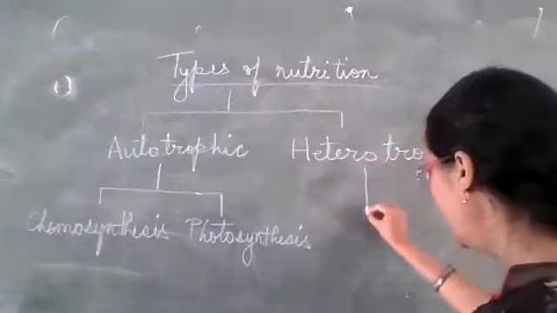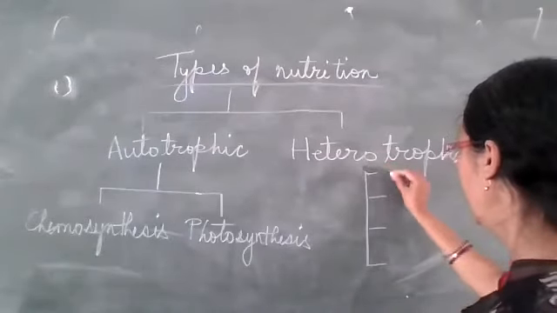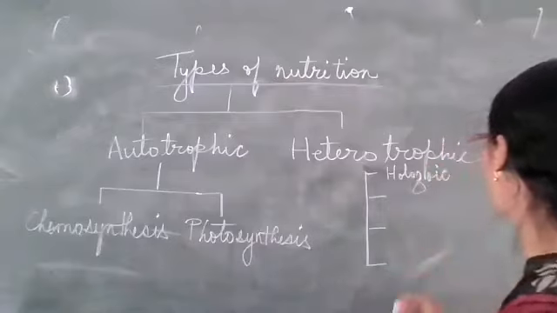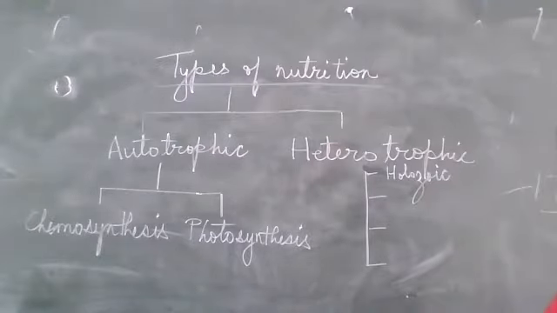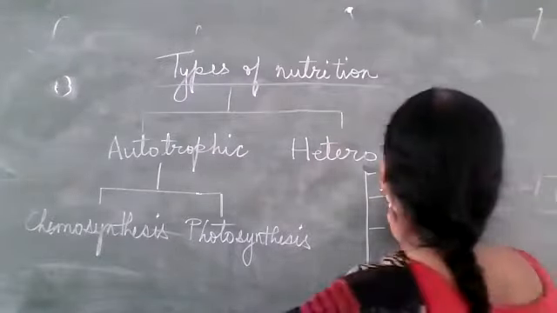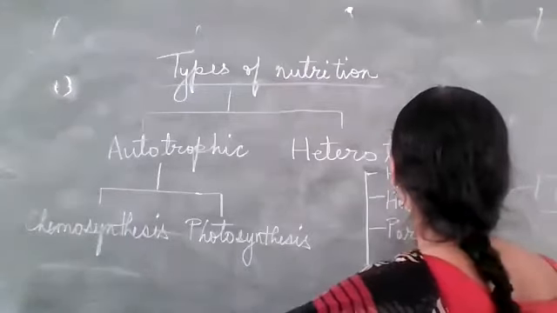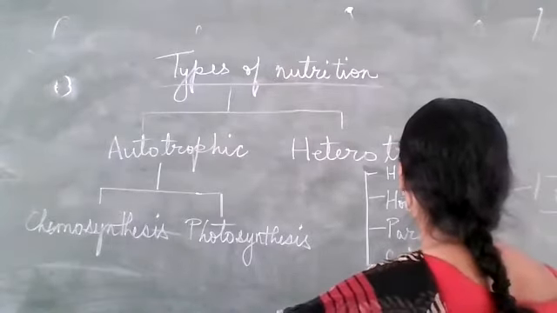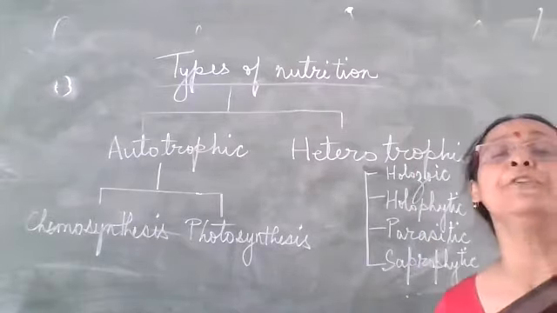And then heterotrophic nutrition is again of different types, that is holozoic, Z है ना, holozoic, then holophytic, parasitic, and saprophytic. Right. So types of nutrition.